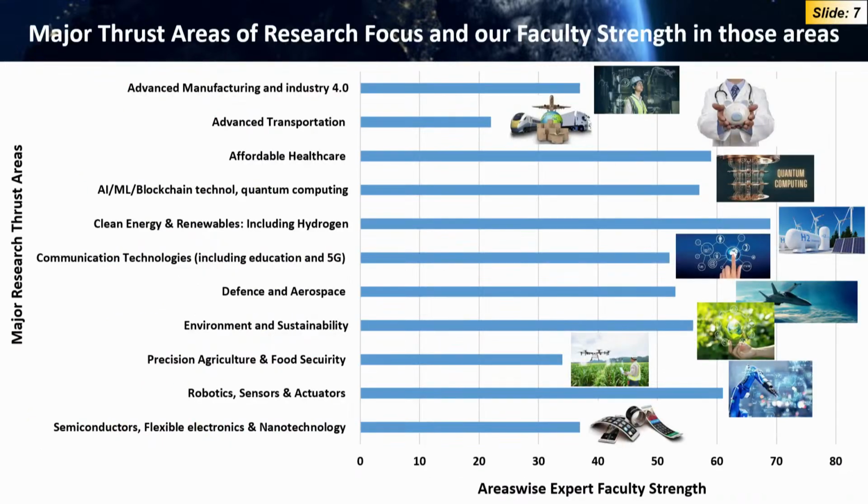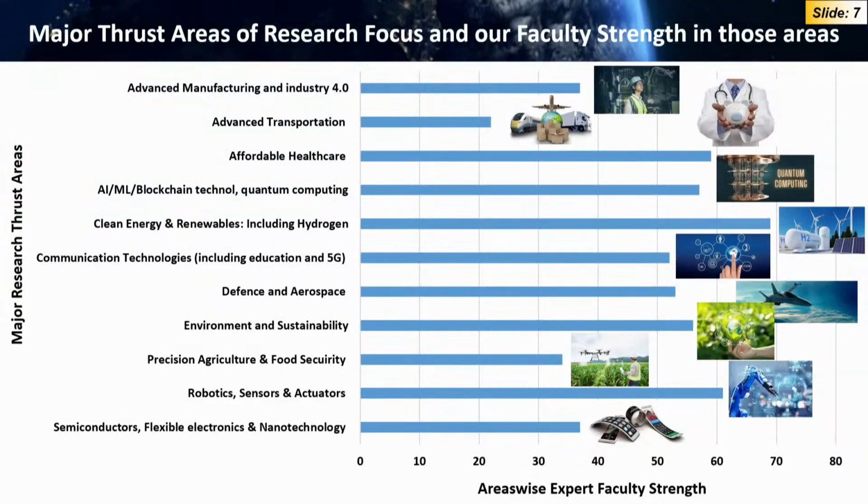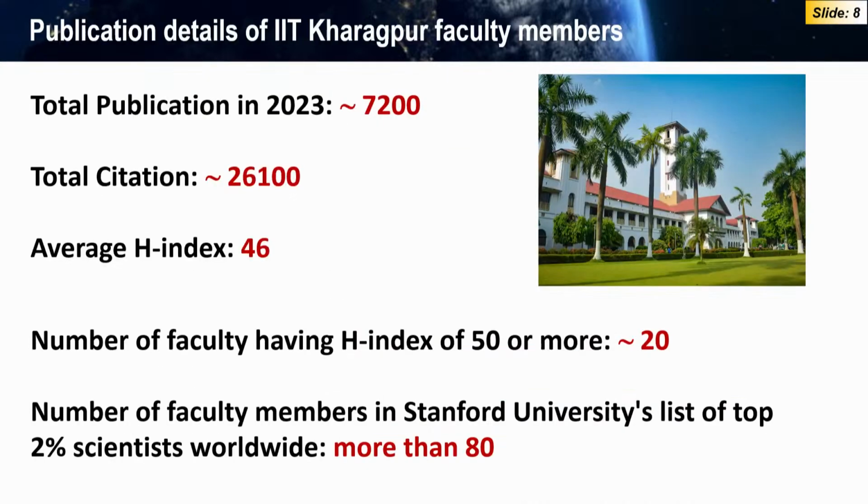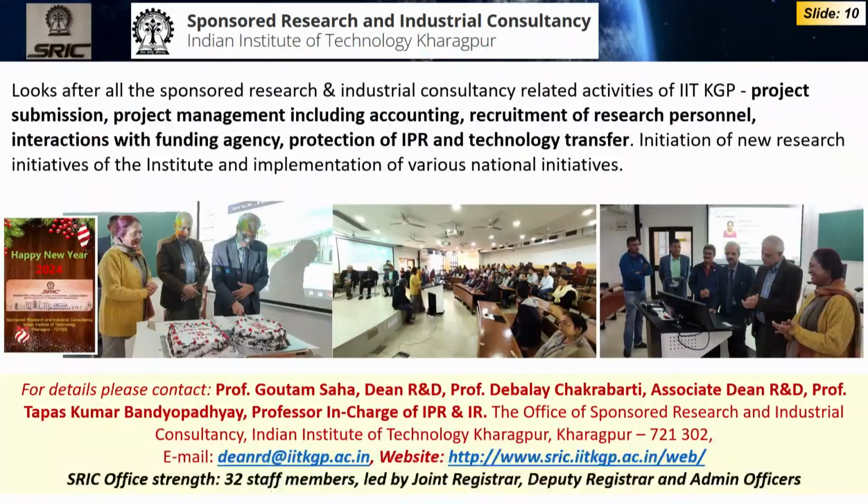And in those important activities, we have immense faculty strength. About 30 to 60, 70 faculty members are working in all these important areas like clean energy and healthcare and manufacturing, sustainability, and all those things. So naturally, we publish a very high number of papers. Last year, we published more than 7,000 papers with very high citation.